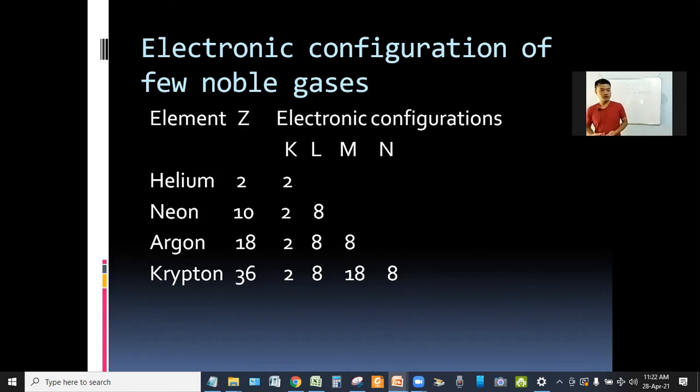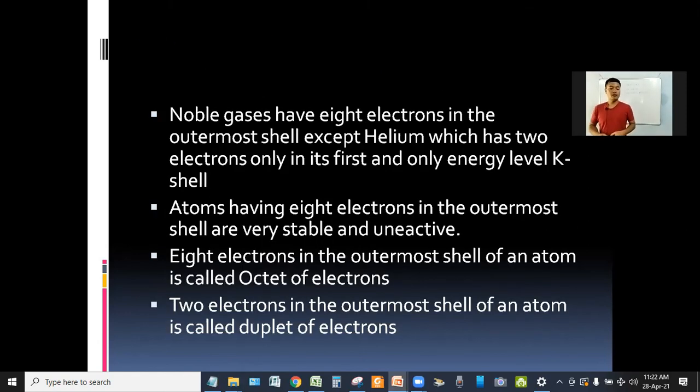From here, we can see that among these noble gases, other than helium, they all have 8 electrons in their outermost shell or valence shell. Helium has only 2 electrons, but it is already stable since it has only the K shell. Except helium, these noble gases all have 8 electrons in the outermost shell. Helium has 2 electrons only in its first and only energy level, the K shell.